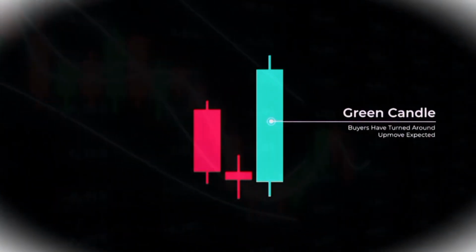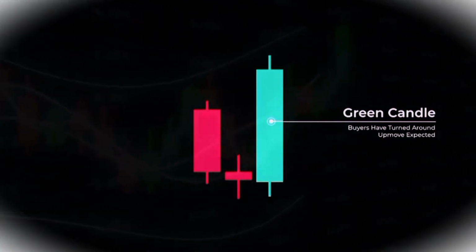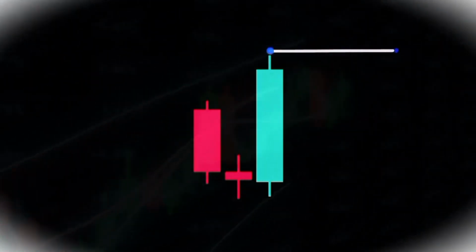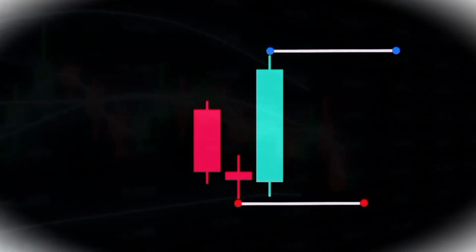It shows that the buyers have turned around the situation and are now likely to see an up move. To enter the trade, we will place a buy order above the high of the green candle. We will keep our stop loss below the doji candle.